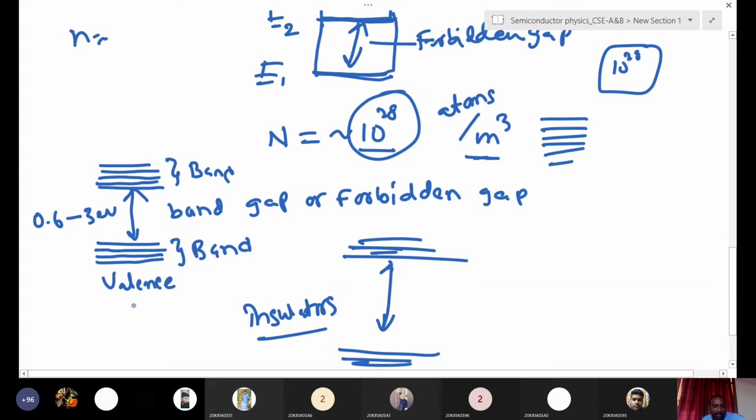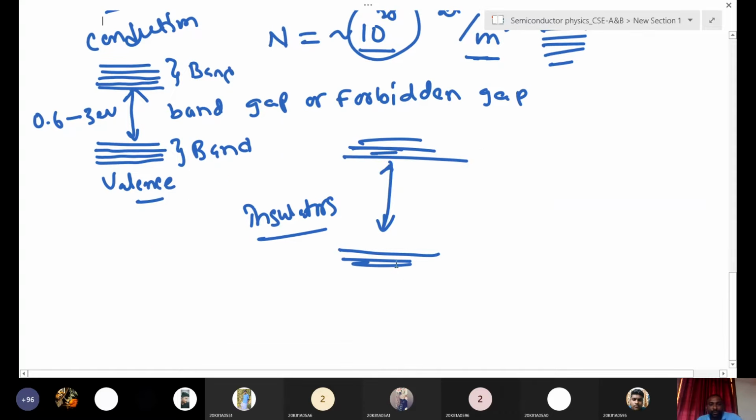This is the valence band, and this is the conduction band. Now we will see what the valence band and the conduction band are. This is the way we describe the different bands. Now we'll go to the valence band and the conduction band.